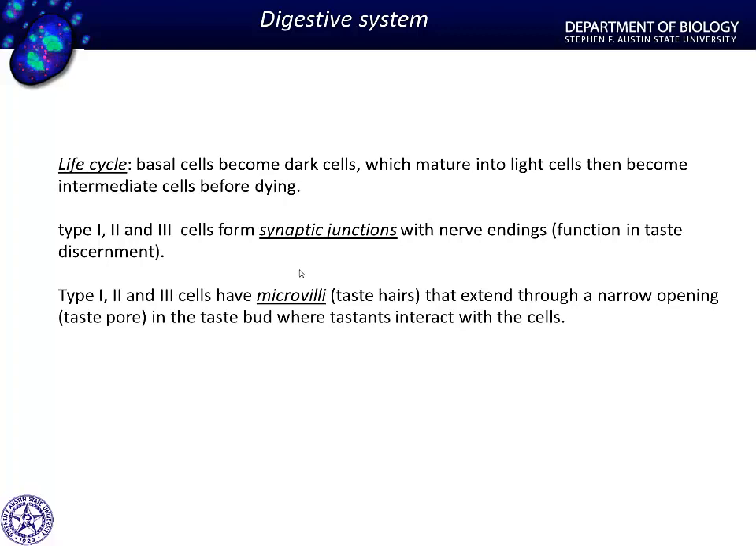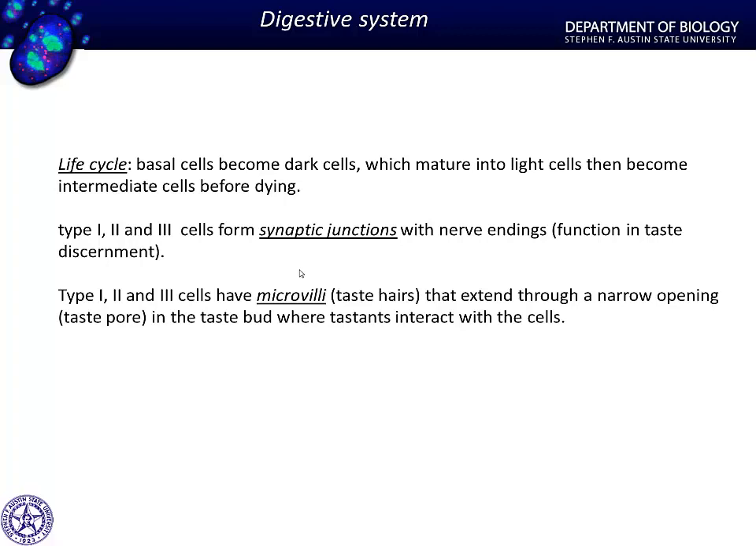Now, these cells also function in some ways as receptors because they have synaptic junctions. So you have nerve endings at the base of the taste bud, so that when these type 1, 2, and 3 cells detect a chemical, they release chemicals, neurotransmitters. That's going to be picked up by the nerve ending, and that's going to send the signal that you are tasting something by these detecting cells.